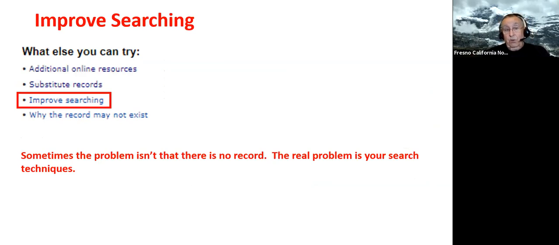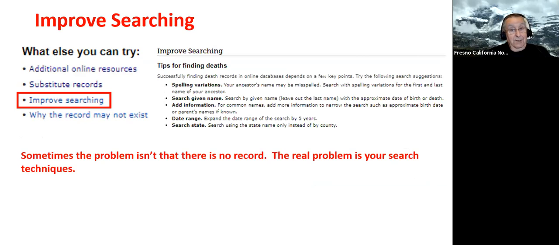If that doesn't work, there's always something that we don't think about, which is maybe we're the problem. So they go back and try to give you some suggestions. Spelling variations. Don't be hung up on the one spelling. Like we were talking about the Colladays, maybe it's Calladay. Try it with an A and see what happens.